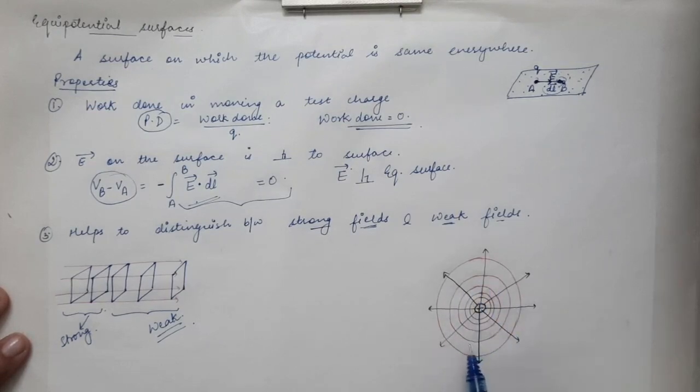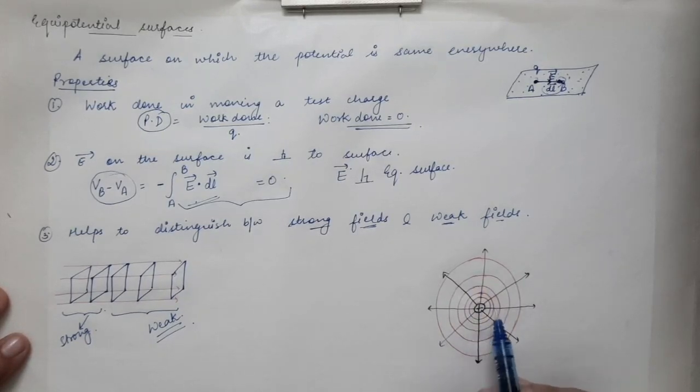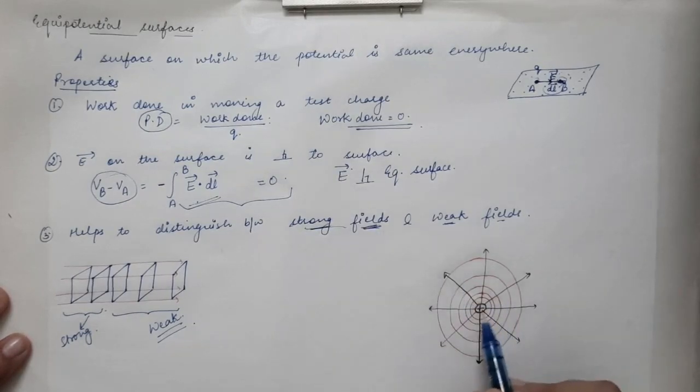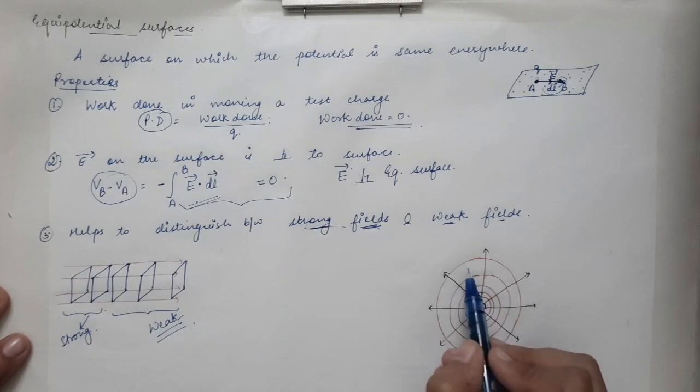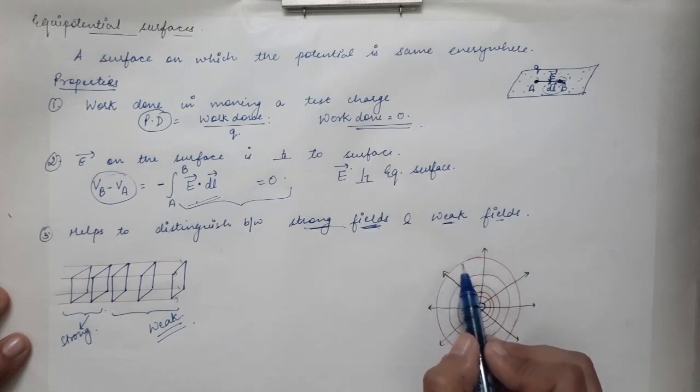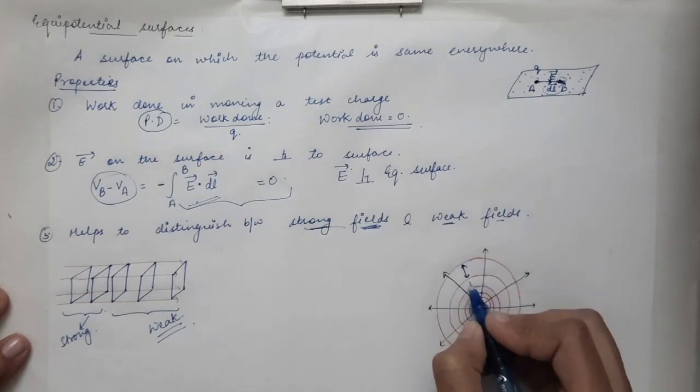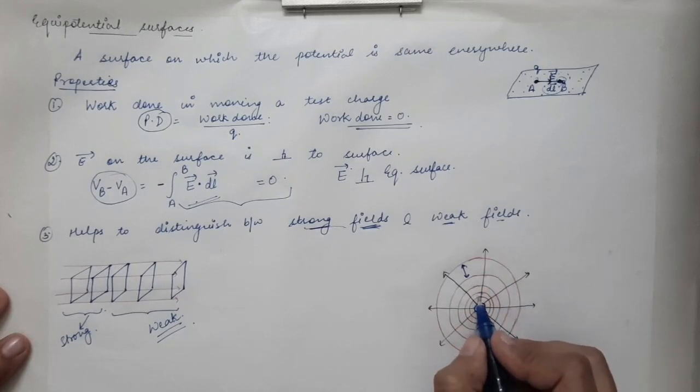These are not circles, so you have to imagine it in 3 dimensions. These are spheres whose center is this charge. Close to the charge, where the electric field is more, we have a strong field. You can compare the surfaces drawn close to the charge with the surfaces drawn away from the charge. The distance between two equipotential surfaces away from the charge is more as compared to the distance between two consecutive equipotential surfaces drawn close to the charge.